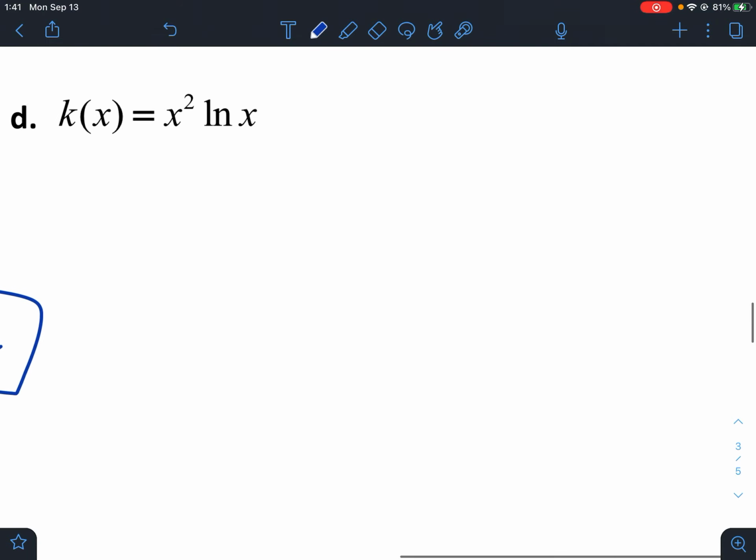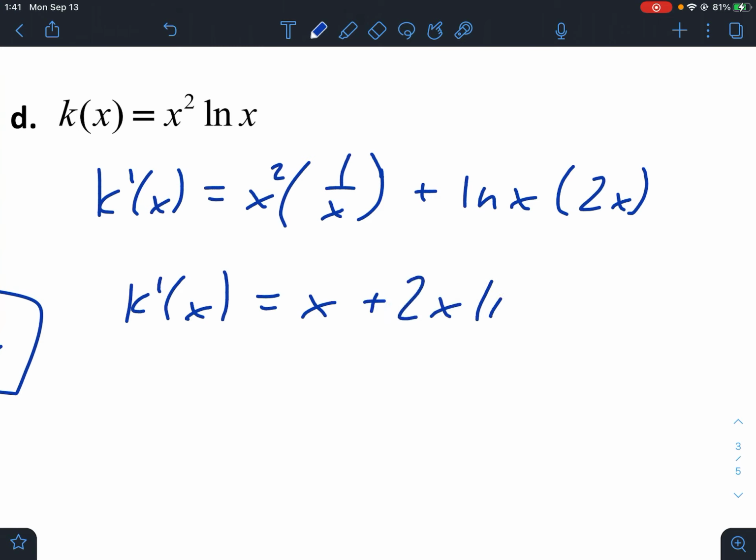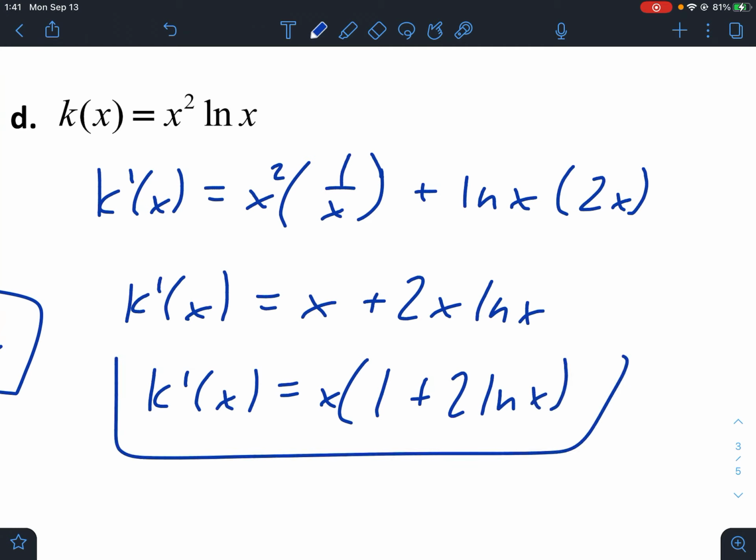All right, final one here, k of x. Sure, that would be first function times derivative of the second function plus second function times derivative of the first function. Let's go ahead and clean this one up a little bit as well, because x squared times 1 over x is just x plus 2x ln x. And if we wanted to, we could pull an x out of that, leaving us with x times 1 plus 2 ln x.